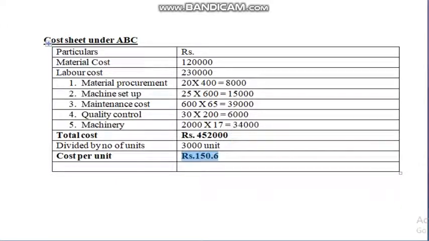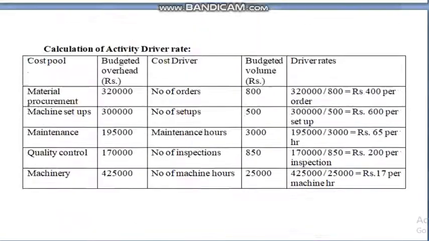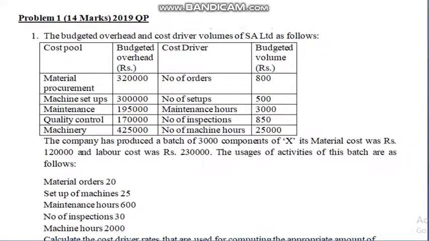So this is the cost sheet. First add material cost and labor cost, then add activity cost. You will get total cost. This problem is very easy. Similar problems were asked in the 2018 question paper and also the 2017 question paper. Only the amount figures are different and all other components are the same.